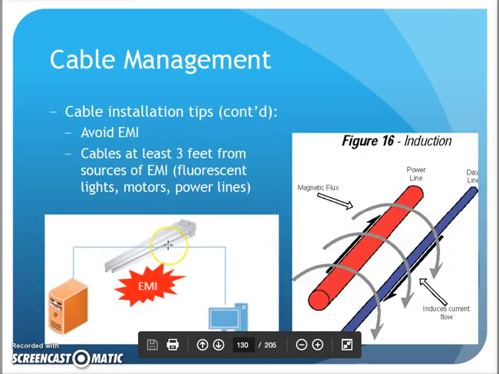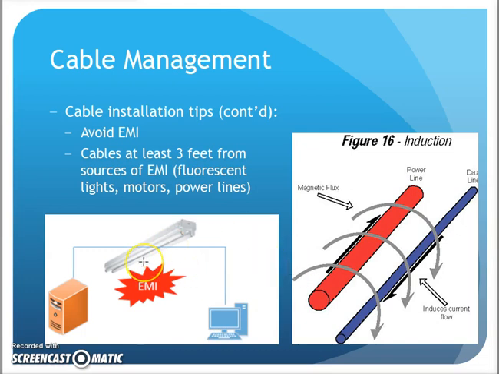I need to make sure my cabling avoids power lines and sources of interference, things like fluorescent lights, motors, and power lines. I need to make sure they're at least 3 feet away from this stuff. If not, the electromagnetic fields produced around these lights and power lines induce noise into my data lines.